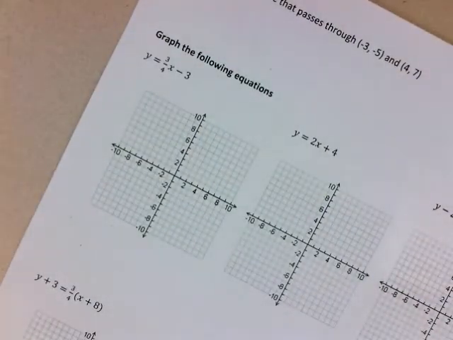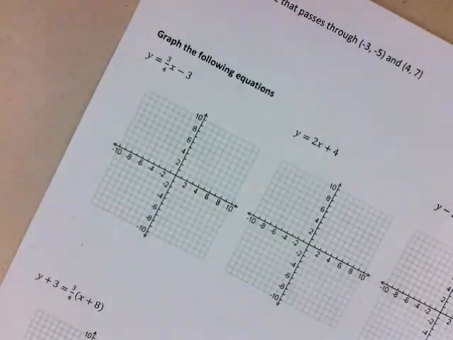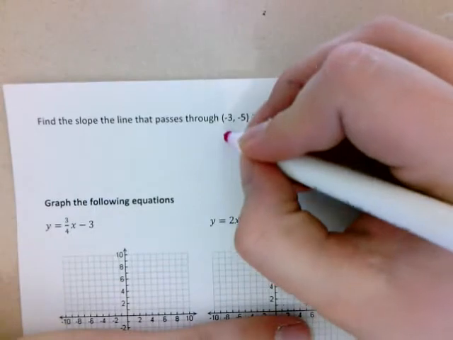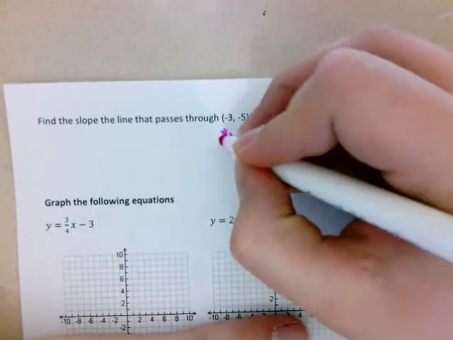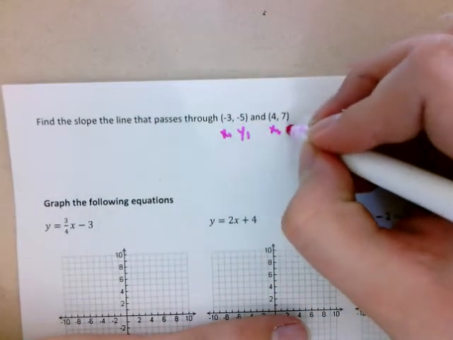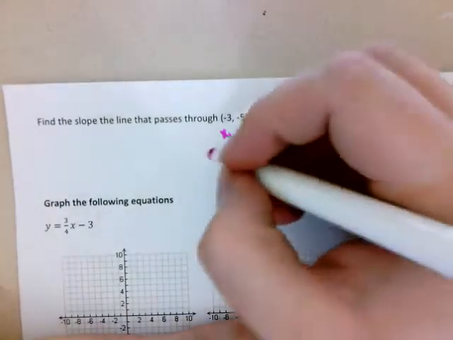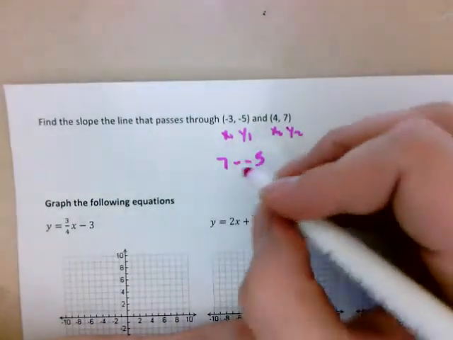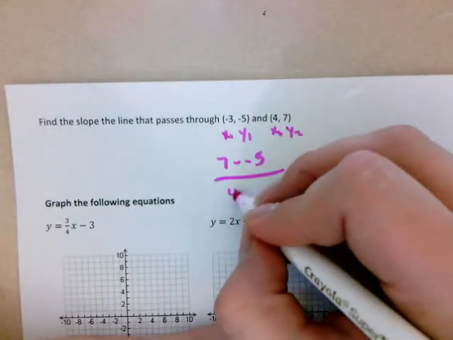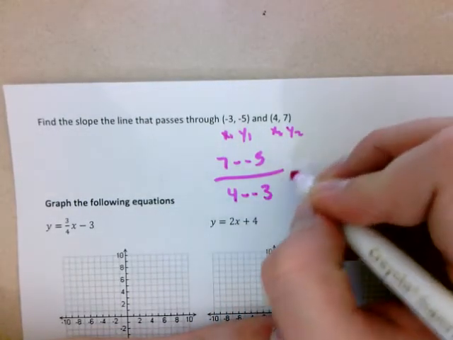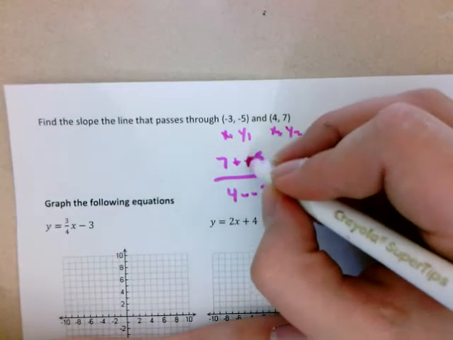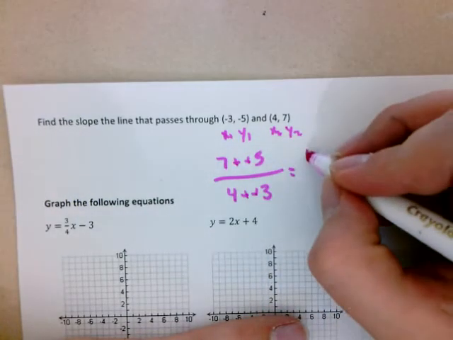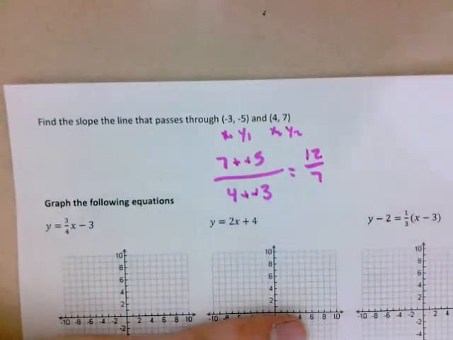Alright, we just got one more page to go. So we're using the x1, y1 thing again. x1, y1, x2, y2. So you're going to take 7, subtract a -5. All over 4 minus -3. So these should become plus plus, these should be plus plus, so that's 12/7.